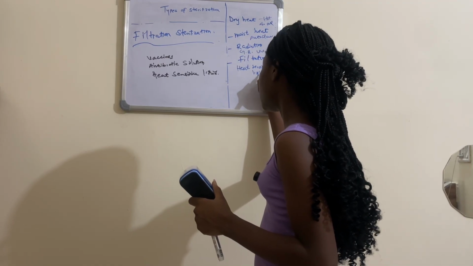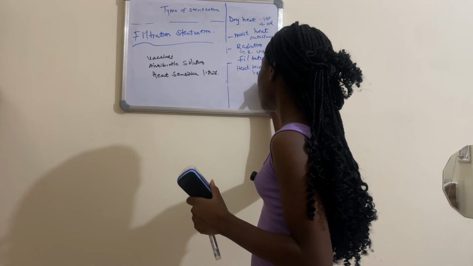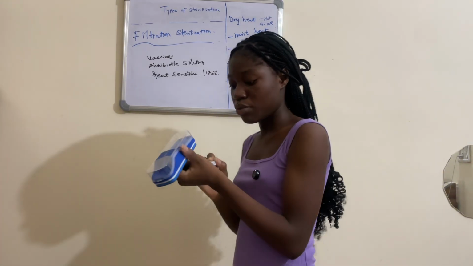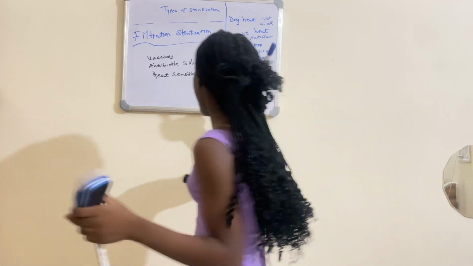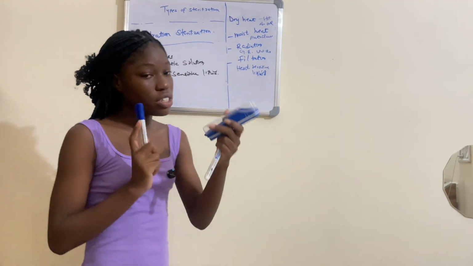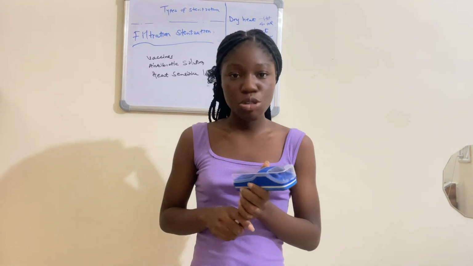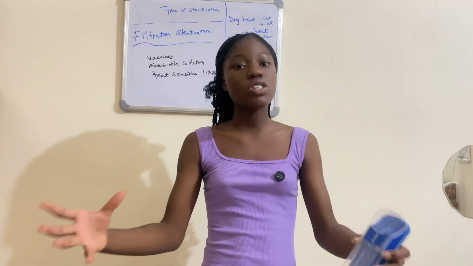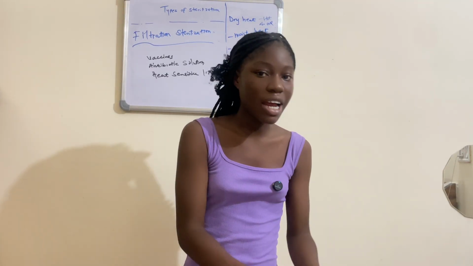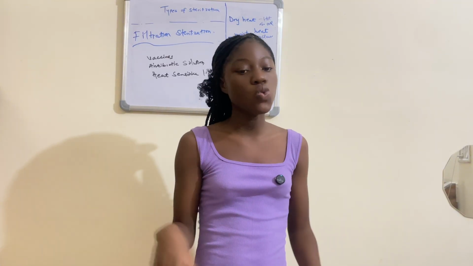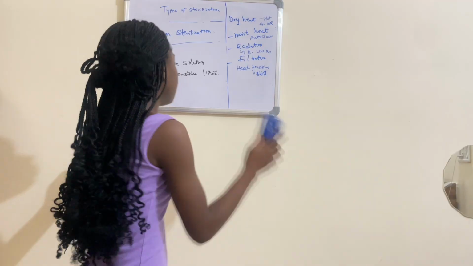Do not forget. So this is it. We have dry heat, moist heat, radiation, filtration, and that's all. These are the types of sterilization that are used in the microbiology lab and the hospital lab to sterilize equipment, culture media, surgical tools, and everything. So now let's talk about the factors that affect sterilization.